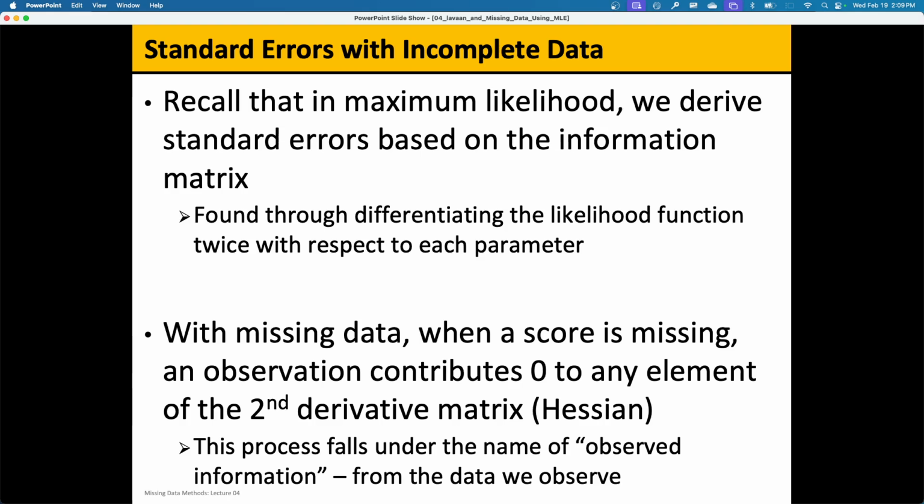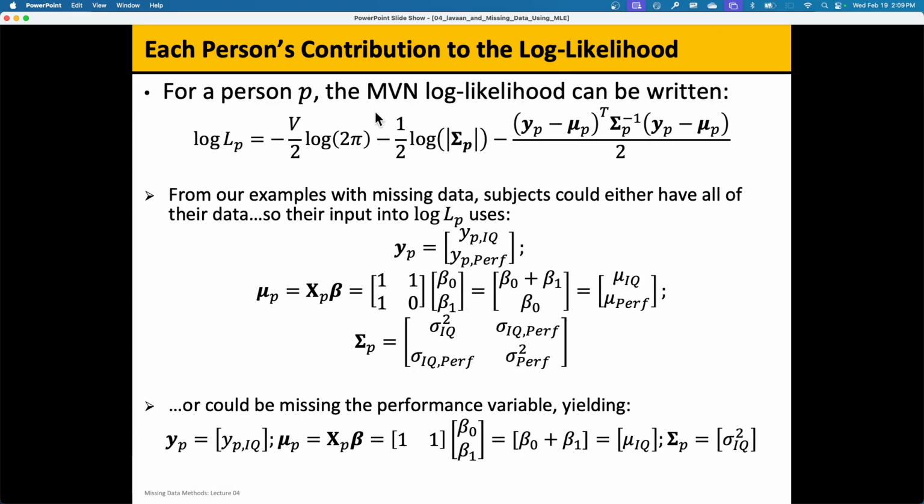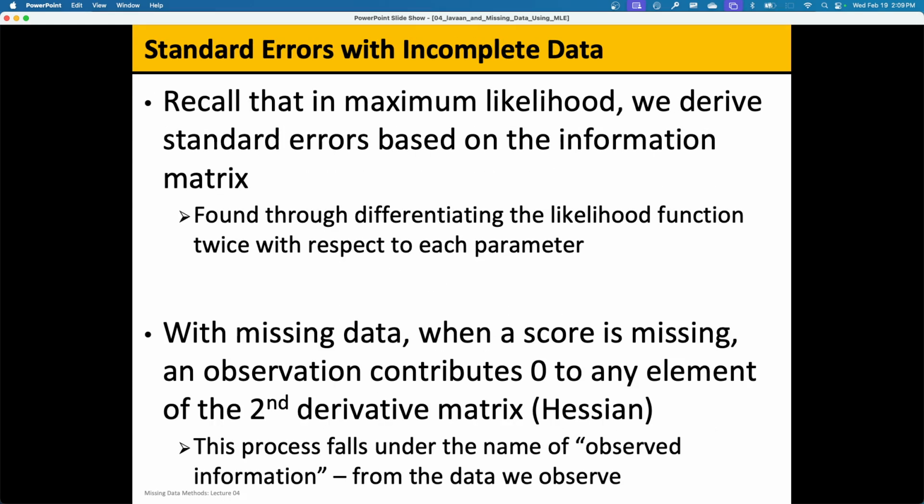We have to take the sample likelihood function. By the way, the sample log likelihood function for this, right, this is a single person. And we assume people are independent. The sample log likelihood function is just the sum of this function right here. So the sum is the sample log likelihood function. So the information matrix differentiates the sample log likelihood function twice with respect to each parameter, right?